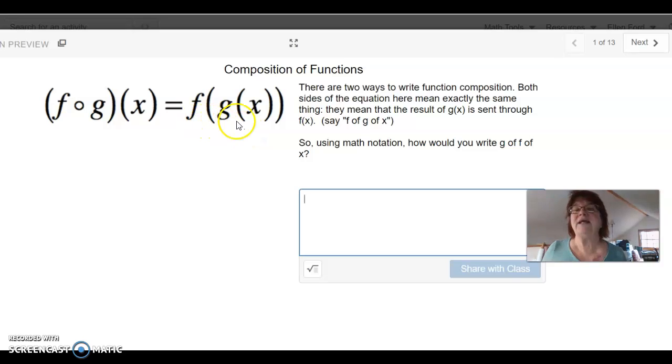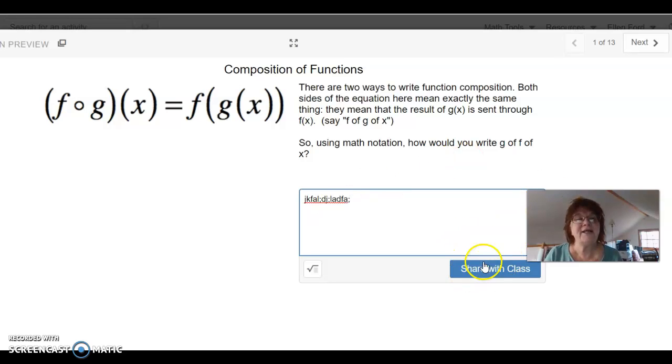So here they're asking you to write this the other way. So instead of writing f of g of x, they want you to write g of f of x. But you're going to use parentheses, not English words.